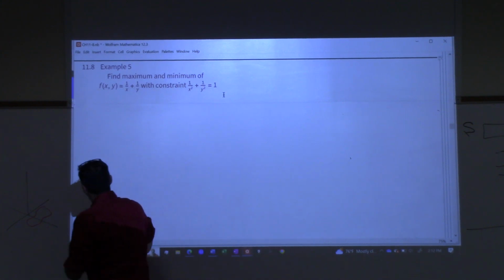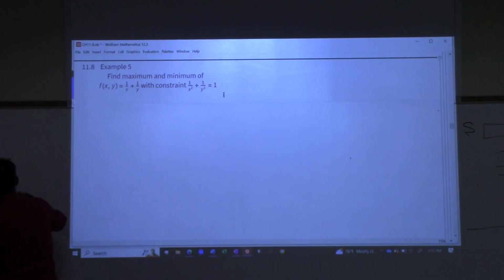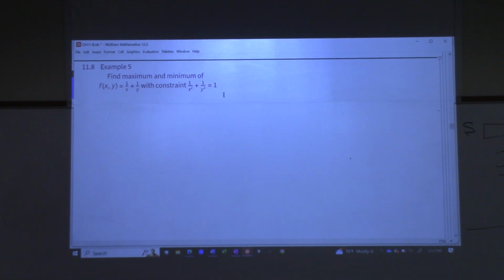Look at your f of x, y there. You do have a domain restriction on that, don't you? I mean, you can't plug in 0 for x or y, right? That's automatic to begin the problem. X and y can't be 0. And so, same with the constraint, right? The constraint, you can't let x and y be 0.